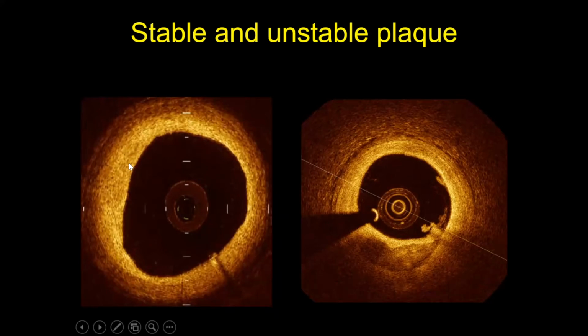Okay, so I am now going to ask one of my colleagues on the panel to say one word about both of these pictures.